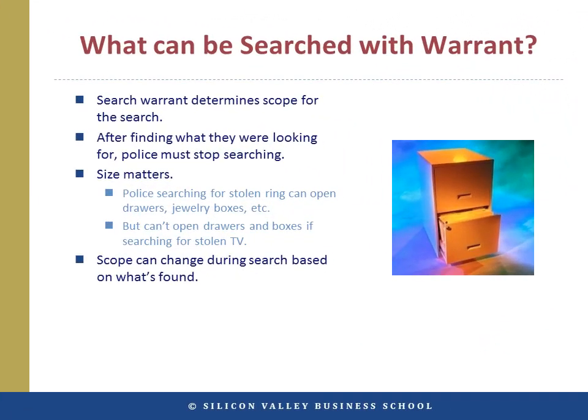So, what does a search warrant allow the police to search? Well, size matters here. If the police were searching for a stolen ring, and it's stated in the search warrant that that was what the warrant was issued for, then they can open drawers, jewelry boxes, anywhere that a ring could be found. However, if they're looking for a stolen TV, then they couldn't open those small drawers and boxes because it wouldn't be reasonable to find a TV in there.